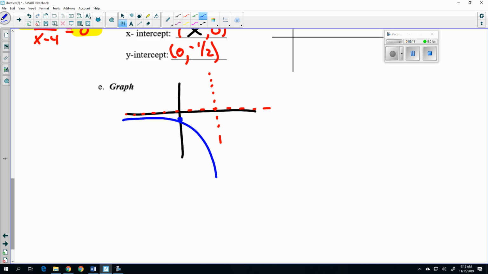It could be above and it could be below. So let's just do a checkpoint. What's a checkpoint I could try to see if I'm above or below? I could try 6. I'm going to try 6 into my function. If I put 6 in there, is that positive or negative? That's all I care. Is it positive or negative? And so where does that tell me my graph is?